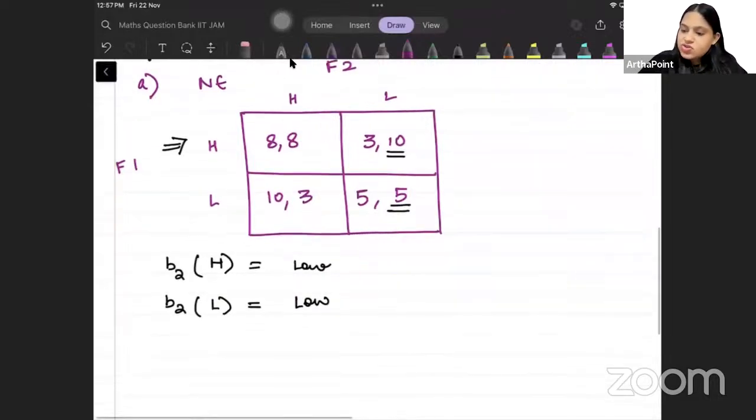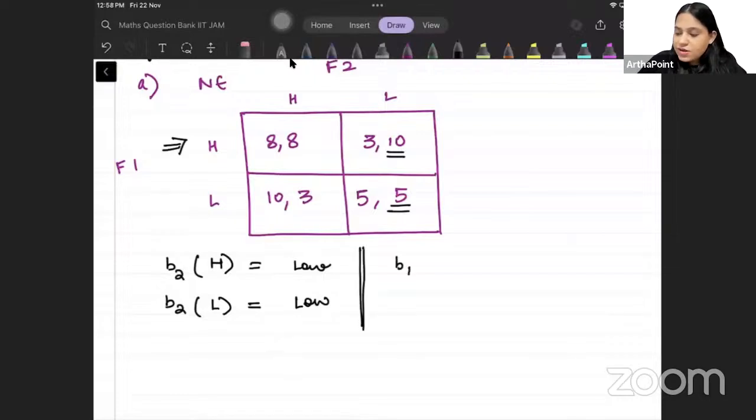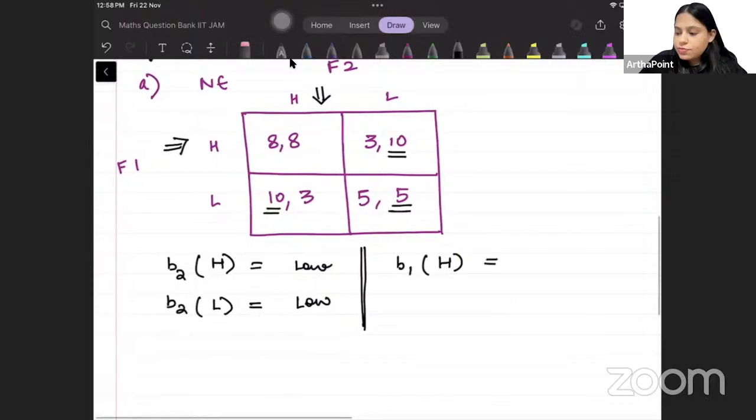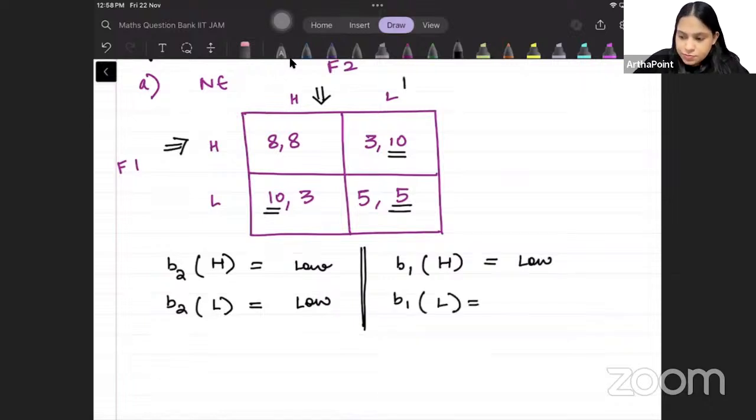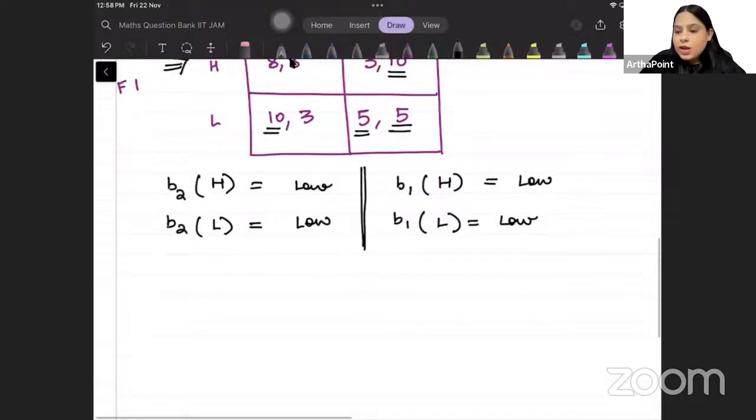Now, what is the best response of firm 1 when firm 2 goes for high? So you need to compare between 8 and 10. So low. And what is the best response of firm 1 when firm 2 goes for low? You need to compare between 3 and 5. So 5. Right? Now, when is a strategy Nash equilibrium?